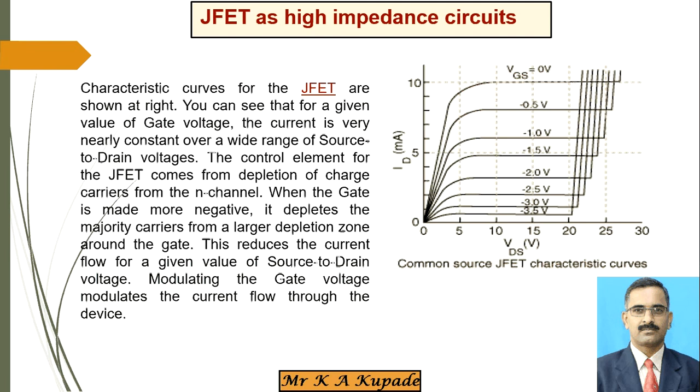as negative: minus 0.5 volt, minus 1 volt, minus 1.5 volt, minus 2 volt, like that we are increasing the negative gate voltage. For that increase in the negative voltage, we get the corresponding ID current and pinch-off voltage, as shown in these characteristics. So whenever the gate is made more negative, that depletes the majority carriers from the larger depletion zone around the gate, and this reduces the ID current flowing from source to drain for that particular voltage.